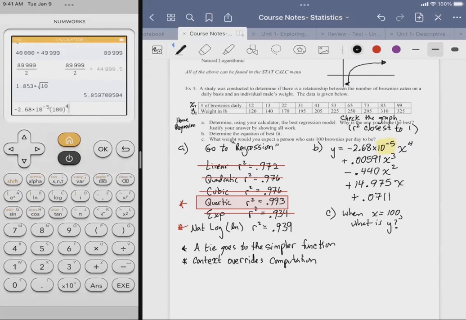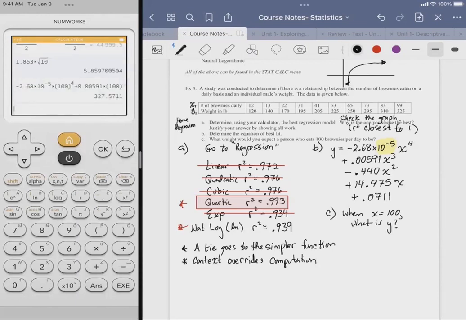All right, so plus 0.00591 multiplied by 100 cubed, minus 0.440 times 100 squared, plus 14.975 times 100, plus 0.0711. Right, so it's a little mind bendy when you have to type it all in that way, but you hit OK, hit enter, and it'll give you the value.